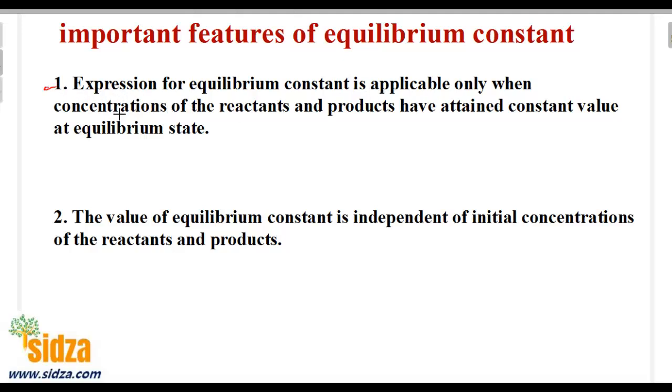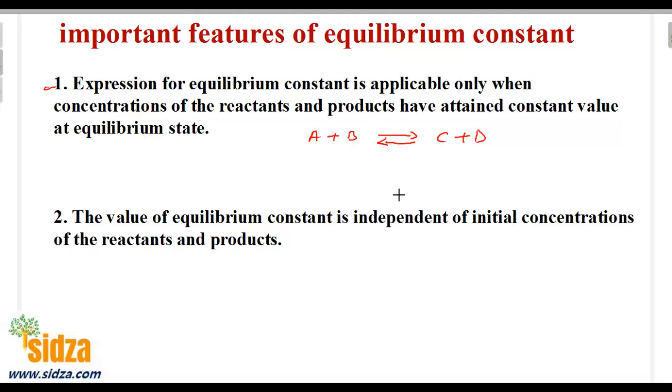The first thing is this equilibrium constant, we apply for a particular reversible reaction only when the system has attained an equilibrium, right? So that means if you have a reversible reaction, suppose we have A plus B and they react and form C and D, these are the reactants, and the C and D again react and form the A and the B.